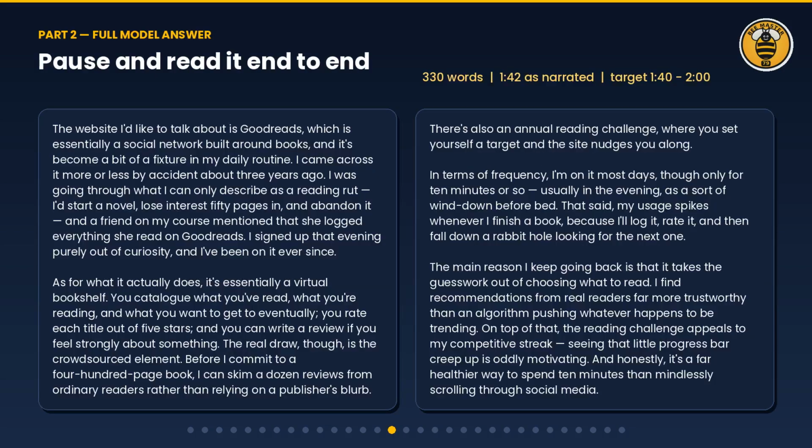Here is the whole thing together so you can see the shape of it on one screen. Look at the proportions. The how often section is only 3 lines, while the why section runs to 6. Not every bullet deserves equal time. Pause the video and read it end to end. Then read it aloud and time yourself. You are aiming to land between 1 minute 40 and 2 minutes.